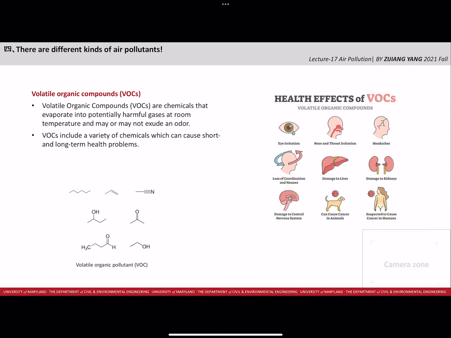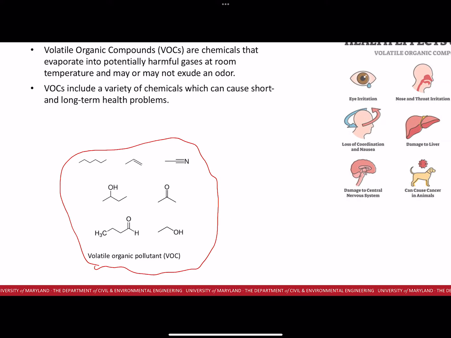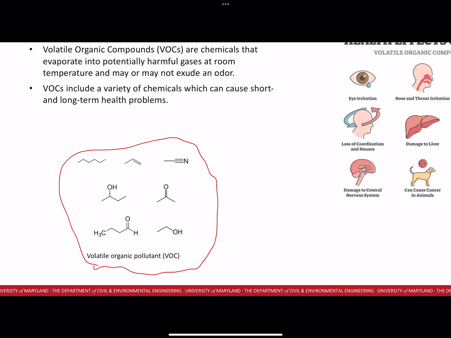And so for CO2, do you guys have any questions? No? The next one is VOC. VOC refers to the volatile organic compound. And here shows some of the examples of VOC. We can see they are like small molecules. And as mentioned in organic chemistry, when the particle is relatively small, the vapor pressure is large. So they are very happy to stay in the air.